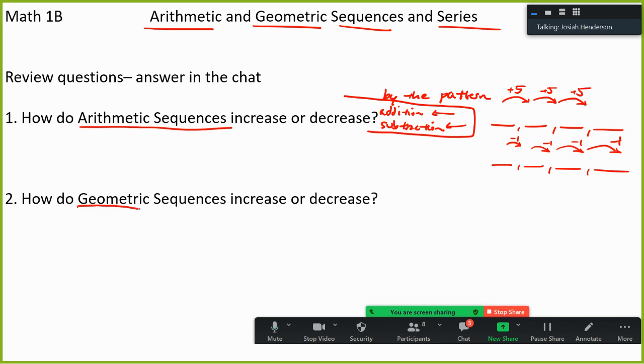So first question was arithmetic, and those are just addition or subtraction. So then how do geometric sequences increase or decrease? I see 3 of you have answered. I'm going to hold off for a second. I want to hear from really all 7 of you. How do we know if it's geometric? How are they going up or down? Thank you to the people who have answered. Let's be patient and give other folks a chance to answer too. We're almost ready.